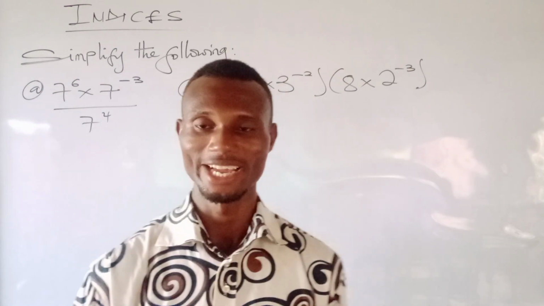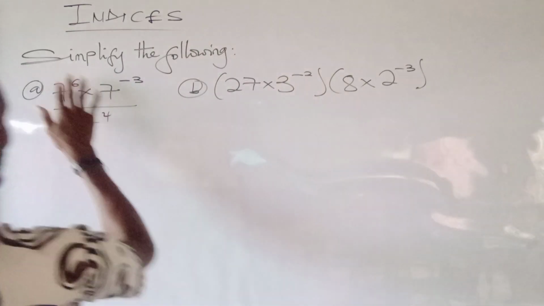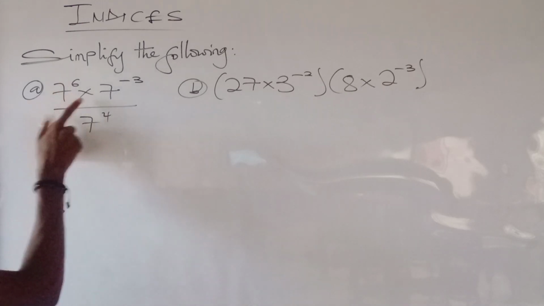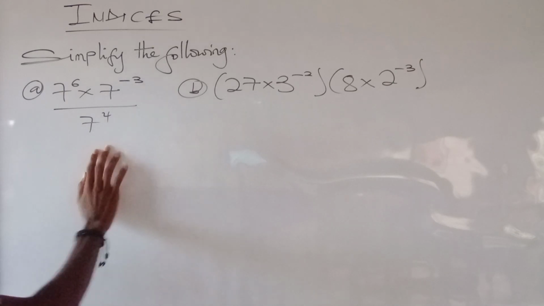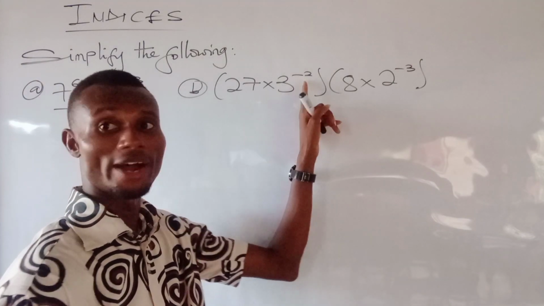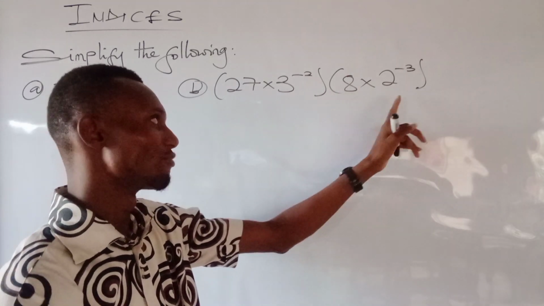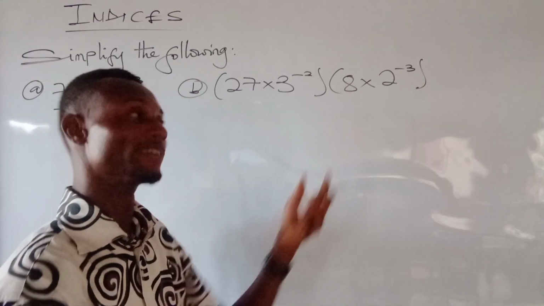So let's go ahead and solve the example that I have on the board. It says simplify the following. The A, I have 7 to the power 6 times 7 to the power negative 3 all over 7 to the power 4. And the B, I have in brackets 27 times 3 to the power negative 2, bracket close, and another bracket I have 8 times 2 to the power negative 3. The two brackets are multiplying.